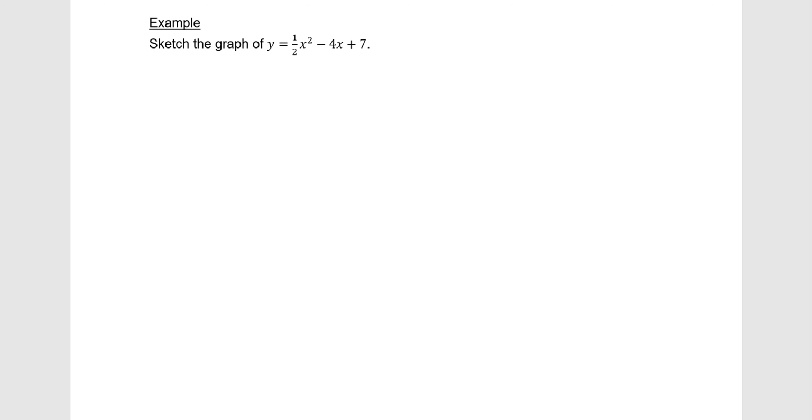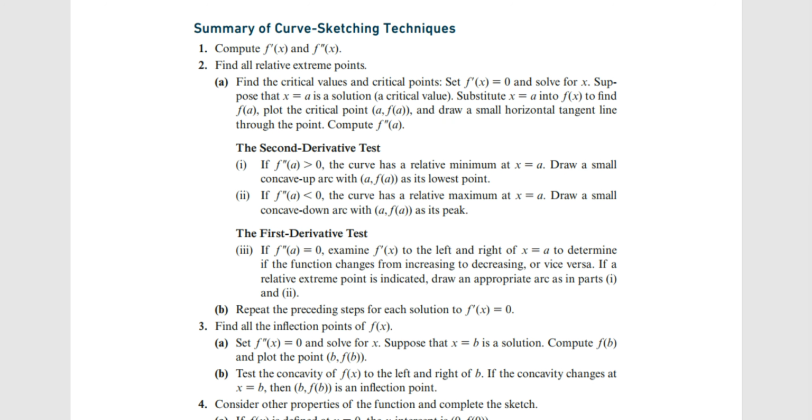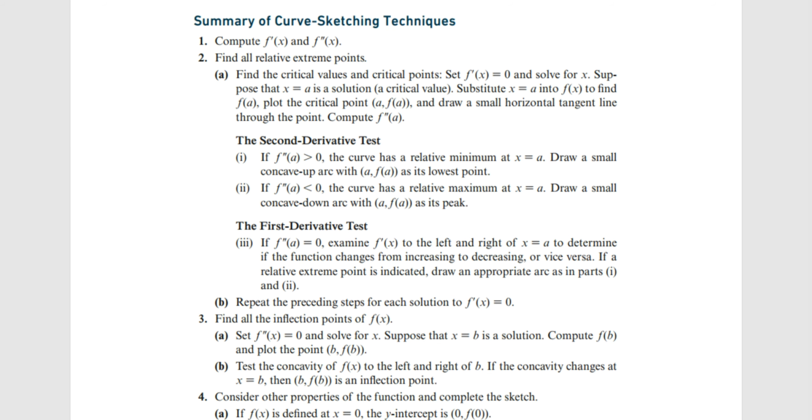So we have 3 more examples, and for these next 3 examples, we're going to do all of these perfectly correct. And before we do them, I just want to jump down to this little summary of what we want to do. So we're going to be computing the derivative and the second derivative right away. We're going to be finding the extreme points, and that's going to be setting the derivative equal to 0, solving for x, and we need to determine whether or not they are relative max, relative min, and we can do that using the first derivative test or the second derivative test.